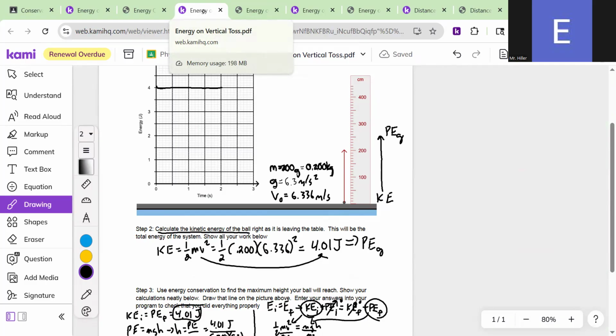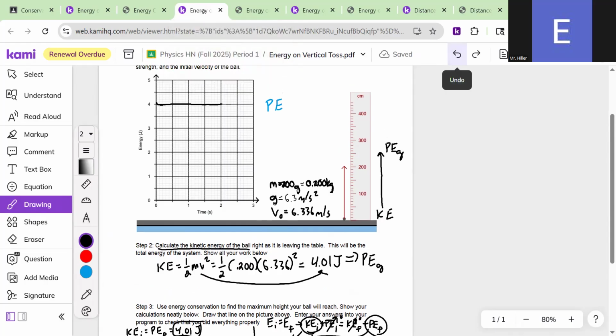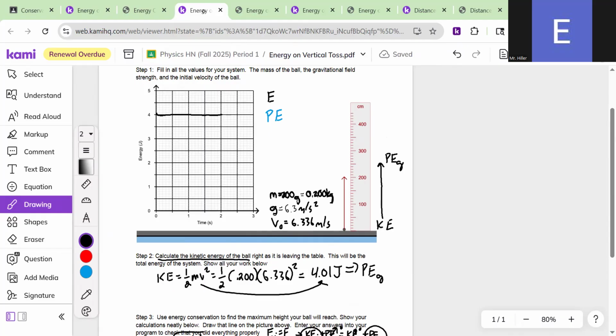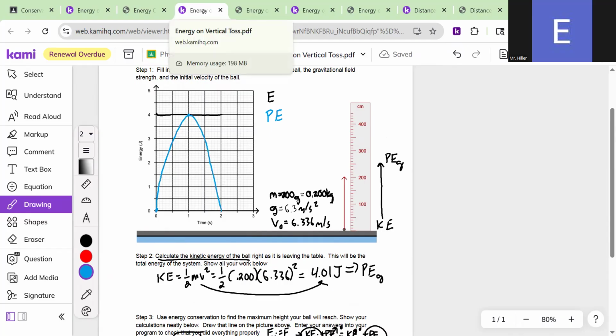Then what we're going to do is, you start with no potential energy. So my next one's going to be potential energy. So this is potential energy. This is total energy. Okay, now for potential energy, I start with no potential energy. At the highest point, I get to maximum potential energy, and then it comes back down to 0 potential energy when it reaches the ground.